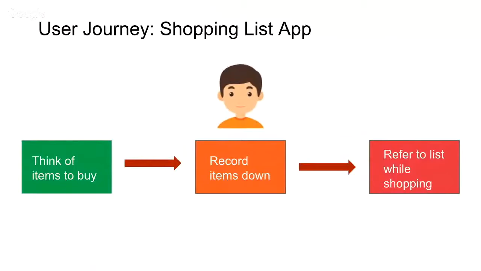And then the next step is to plan how your user will interact with your app step by step. Let's say I created a shopping cart application, and I need to figure out what the user will do. The user will think of what to buy first, and then after you think of what to buy, you record it down, and then you refer to this for your shopping. So this is a typical user behavior when my shopping app is given to him.